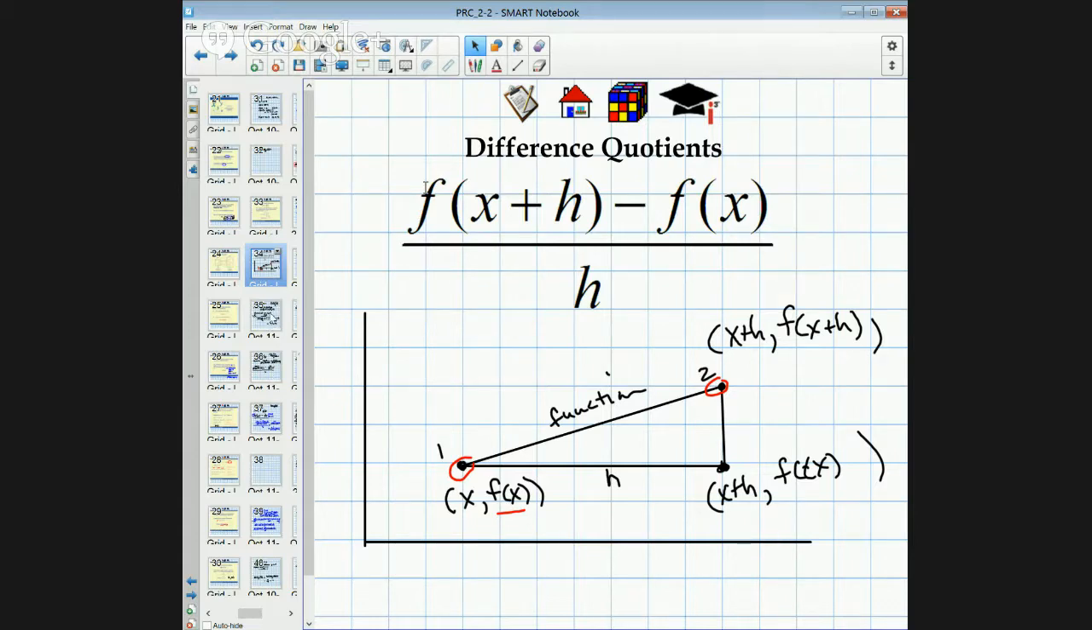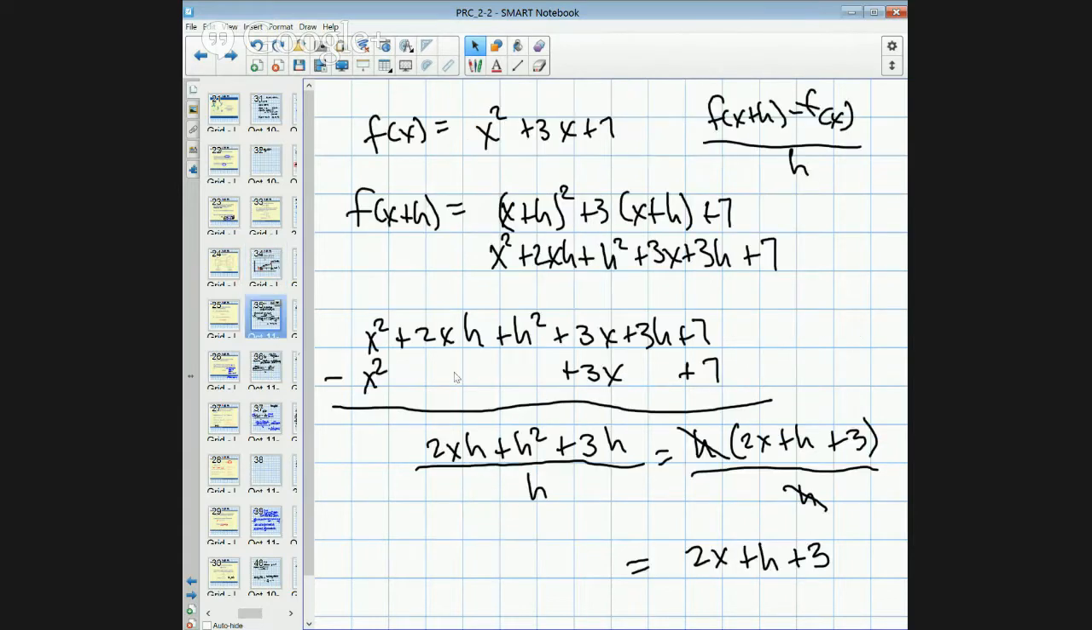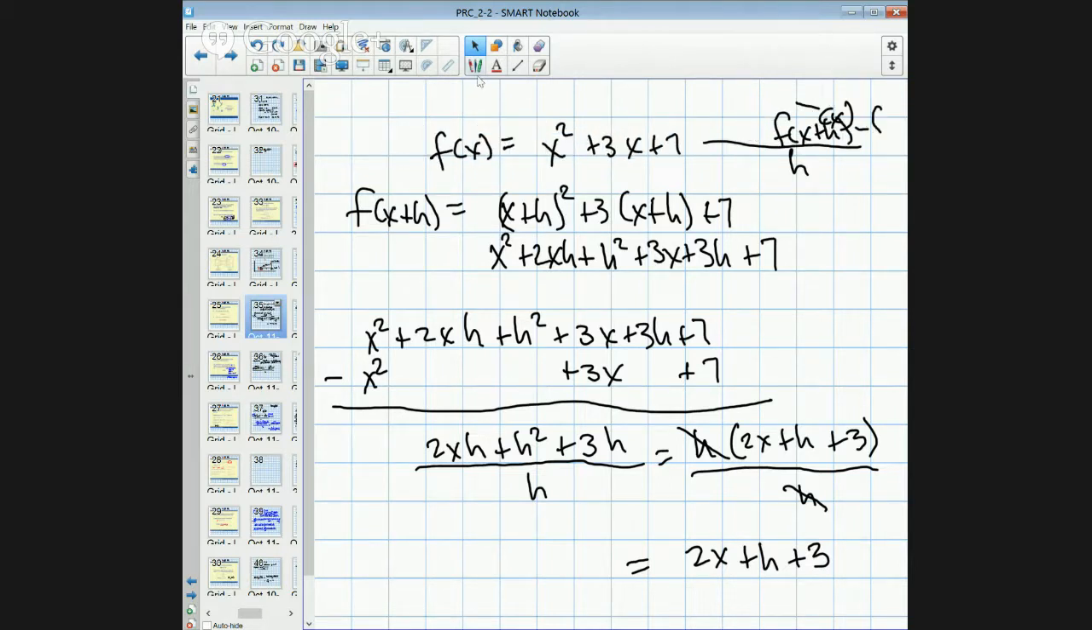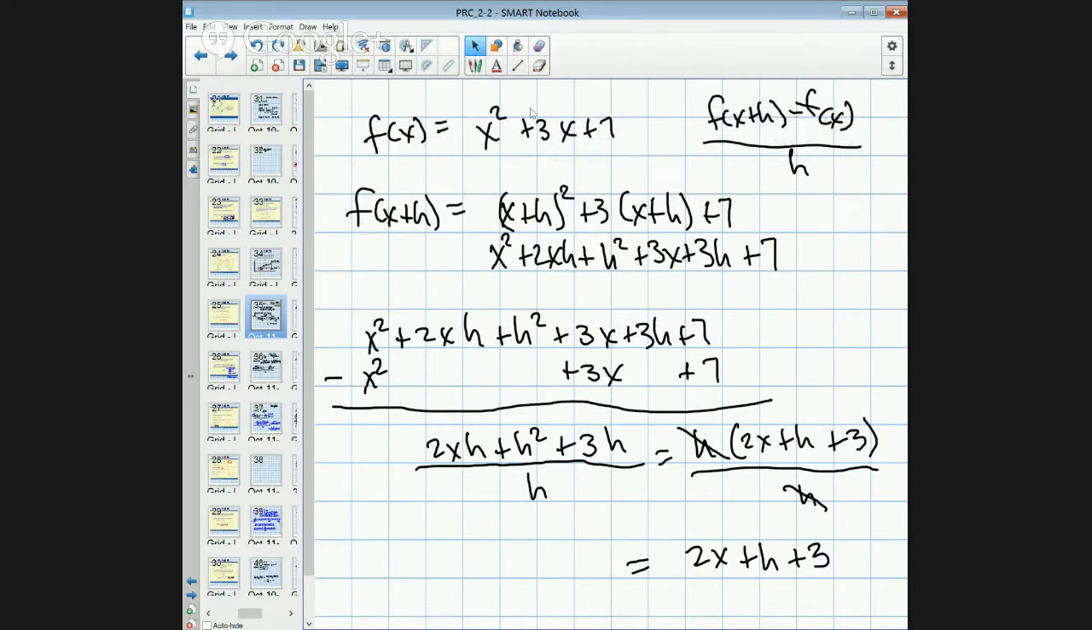Next. So, here's a function. F of x equals x squared plus 3x plus 7. Not a very complicated one. Do you recognize this over here on the right? That's that difference quotient I just showed you on the last slide. So this is going to be really big. You're going to want to take a function, and from the function, find its difference quotient.